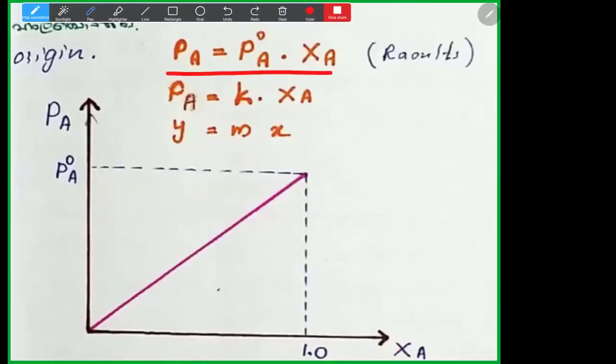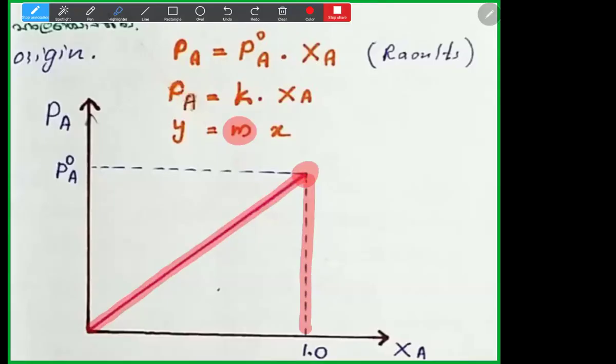See, PA equals P naught A XA. When the temperature is constant, it always saturates to one single pressure, called the saturated vapor pressure at that temperature, which is a constant. So P naught A is constant. So PA versus XA becomes y equals mx, where m is the gradient, a constant increase. When the maximum amount of A is in the medium, that pressure is called the saturated vapor pressure.